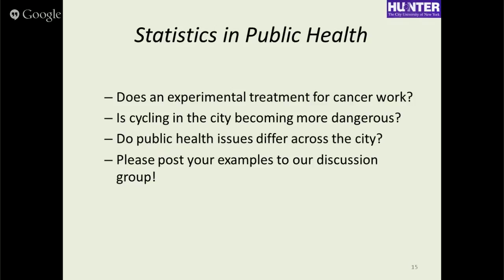Just a few other examples, common things we use statistics for. Does an experimental treatment for cancer work? That would probably be an inferential type of question. Is cycling in the city becoming more dangerous? Could be both description and inference. Do public health issues differ across the city? Another question that could involve both description, maybe mapping things out across the city, as well as inference.